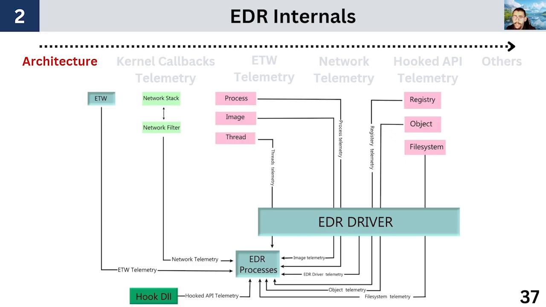Network filter. The network filter is implemented using the Windows Filtering Platform, WFP. It monitors network traffic at the kernel level by interacting with the network stack. The network telemetry is sent to the EDR processes for network traffic analysis. The Windows Filtering Platform can be used by attackers to block EDR traffic as well.